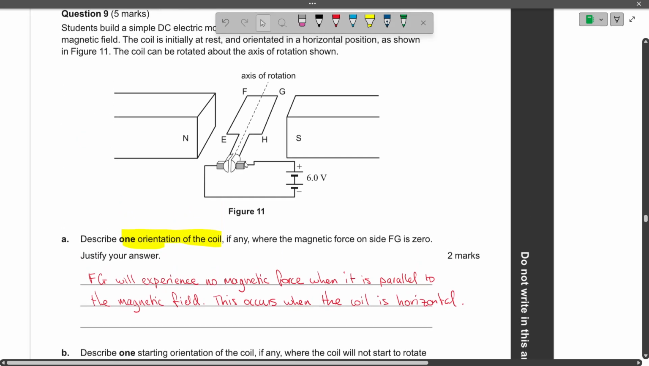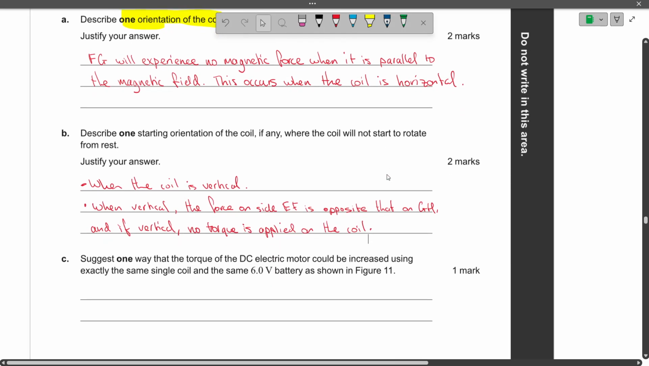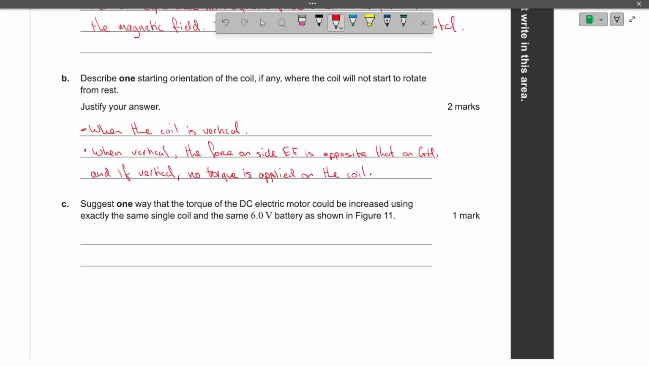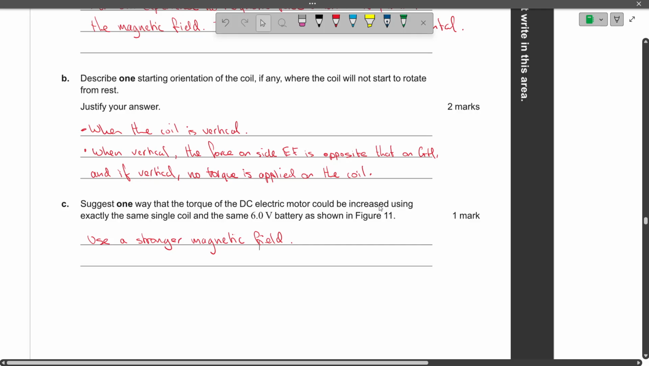Well, it doesn't say anything about keeping the magnets the same, so I guess if it's only one mark, you could just say use a stronger magnetic field. Because then that would increase the force on the sides of your coil, and then that would increase the torque, I guess. So use a strong magnetic field.